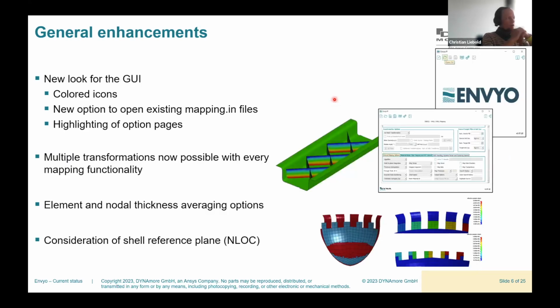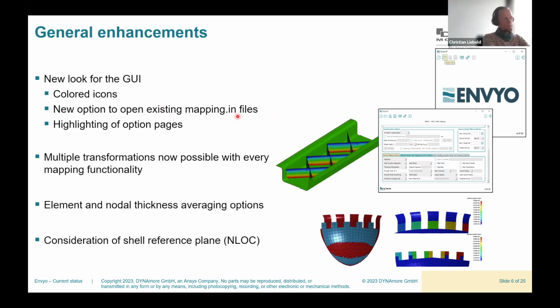So now you have an idea of what ENVYO is doing, at least roughly, and what the general functionalities are. Enhancements we've been doing in the past, and all the developments for the GUI, go back to Tolga. He's been working on the enhancement of the GUI, and he created a new look. We have these green and yellow colors, which highlight the options you've selected in the specific spaces. What you can also do is open an existing mapping.in file.